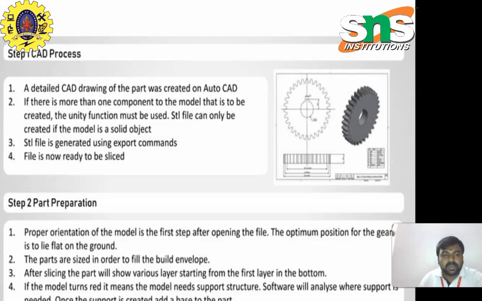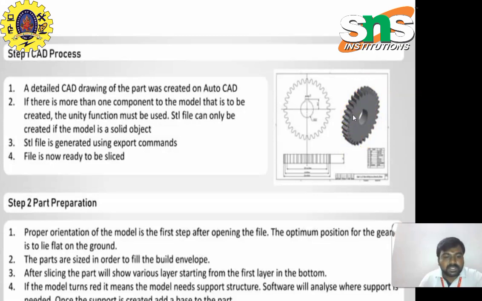Step 2 is the part preparation. The proper orientation of the model is the first step after opening the file. The optimum position of the gear is to lie flat on the ground. The parts are sized in order to fill the build envelope. After slicing, the part will show the various layers starting from the first layer at the bottom, because it is built layer by layer.